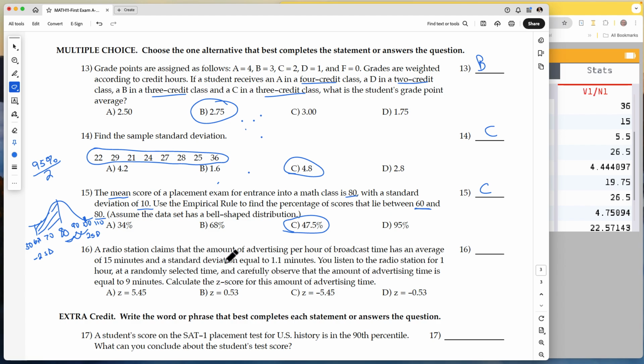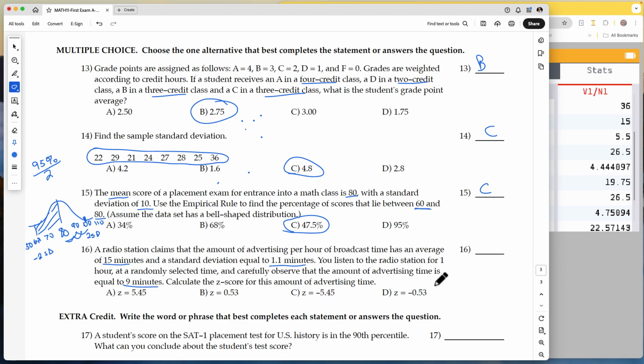A radio station claims that the amount of advertising per hour in broadcast time has an average of 15 minutes and a standard deviation equal to 1.1 minutes. You listen to the radio station for 1 hour at a randomly selected time and carefully observe that the amount of advertising time is equal to 9 minutes. Okay. Calculate the z-score for this amount of advertising time.